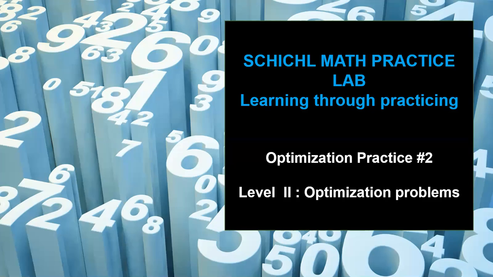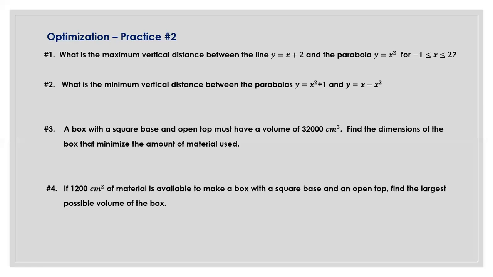For the previous video, we worked on the 5 problems for the level 1 optimization problems. Level 2 problems are a little harder than level 1, but it's not too bad. It's just that your objective function is sometimes a little bit more complicated than in the level 1 problems. Okay, so let's take a look.